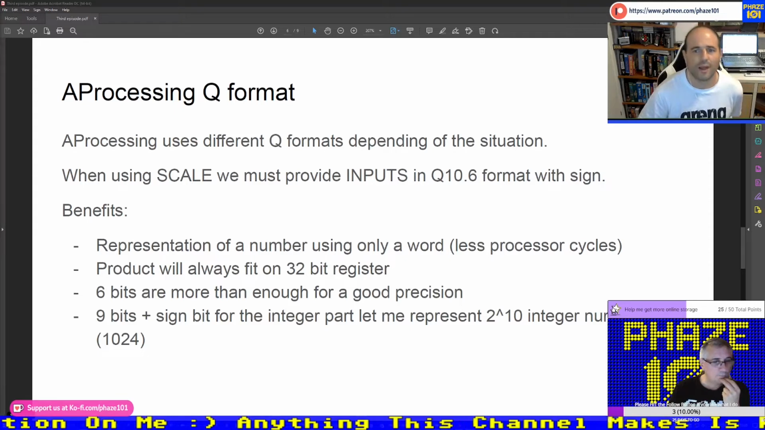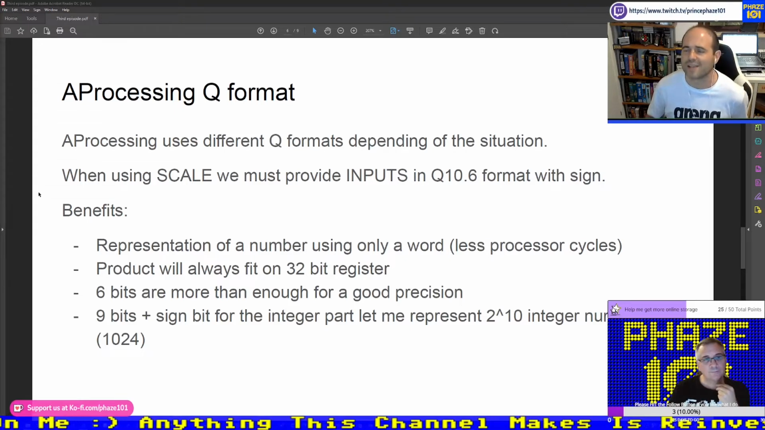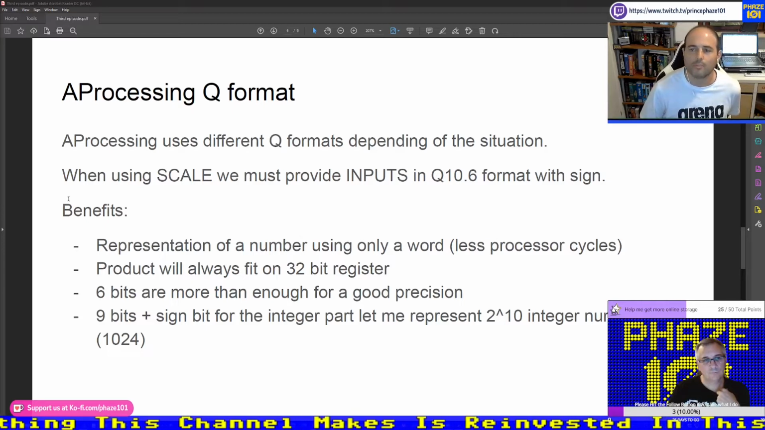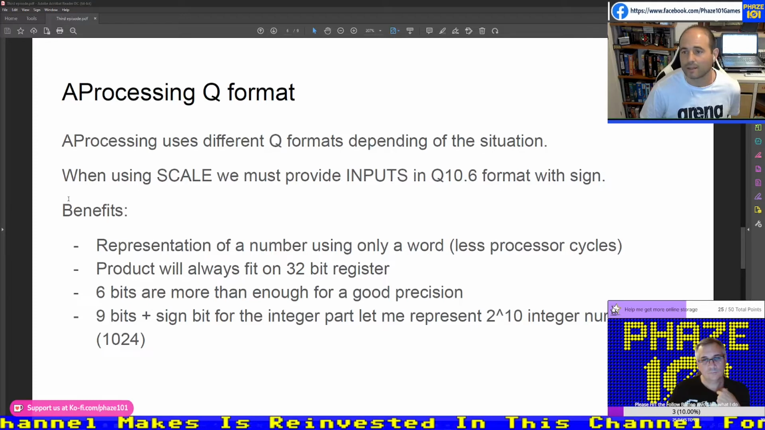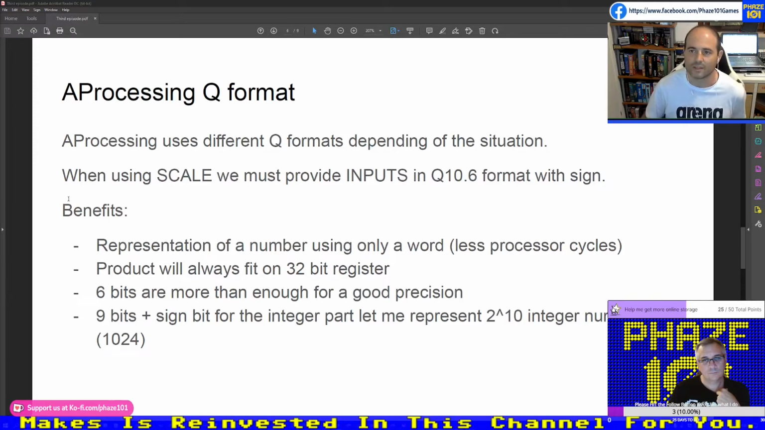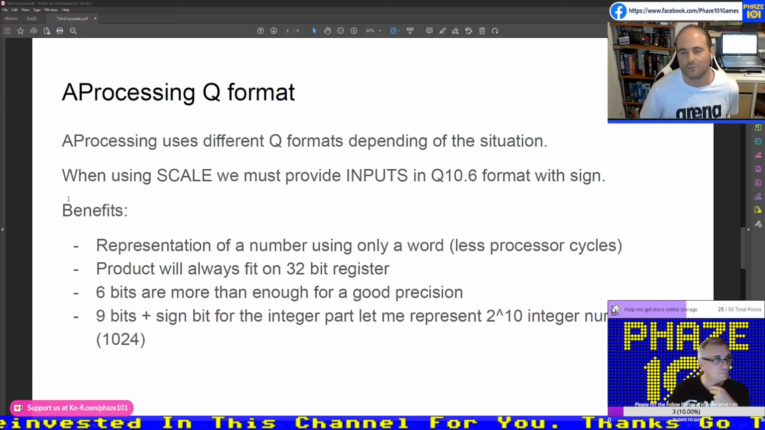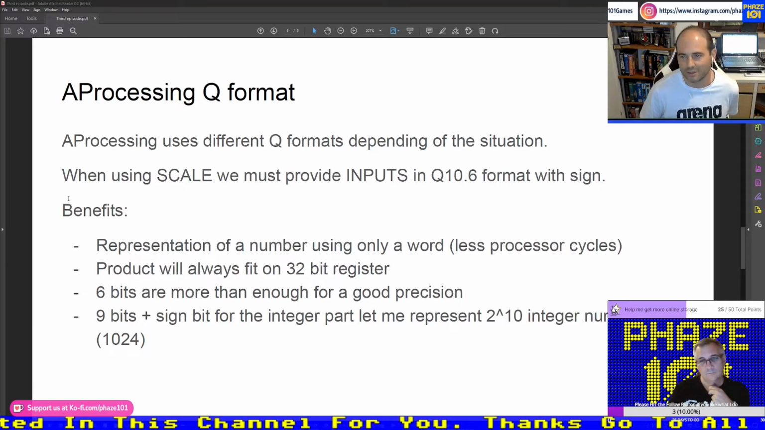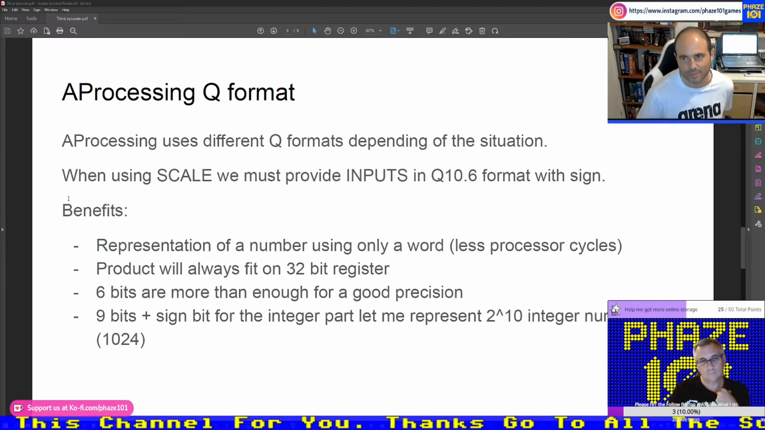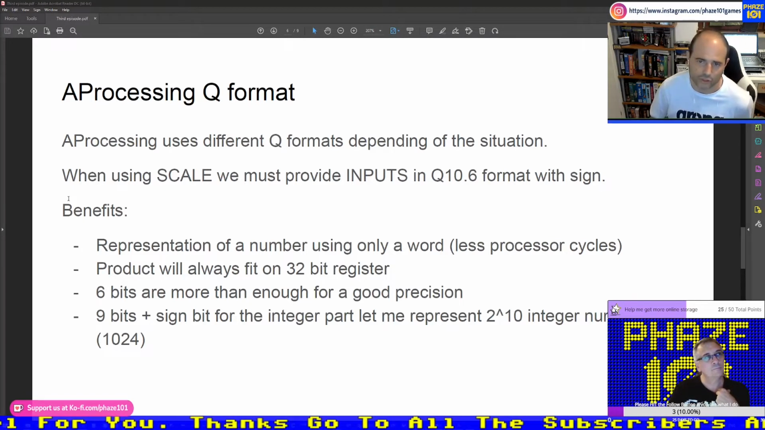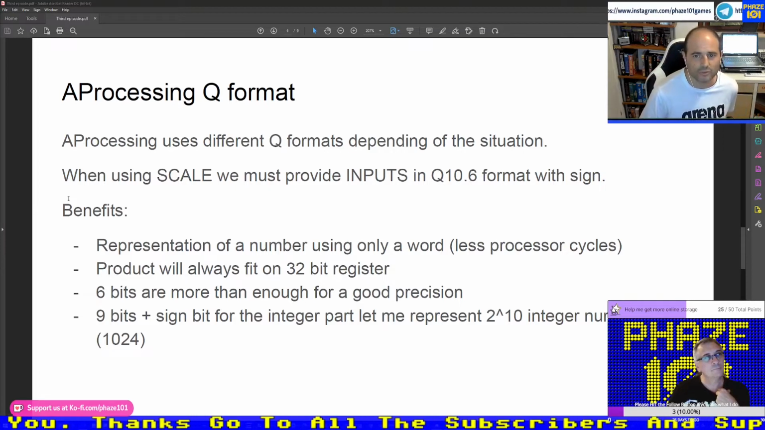Of course, if you have to represent, for example, the sine of x degrees, I would prefer to increase the decimal part, because the sine is something that goes between 1 and -1, so I don't need 10 bits to represent the integer part. So this is why for this particular application, I picked the Q10.6 format.